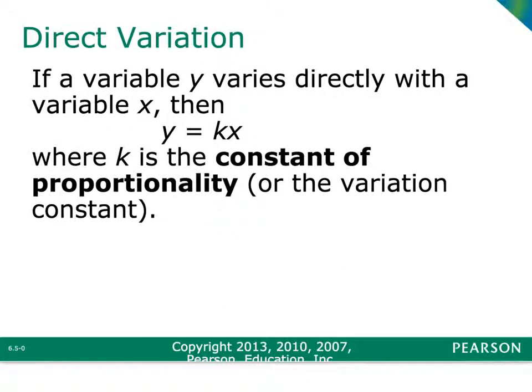Whenever you go to write a direct variation equation, you always start with your basic form, which is y equals k times x. The k is called the constant of proportionality. Sometimes people just call it the variation constant. Every direct variation problem will have this format. So keep that in mind when you start reading the story problems.